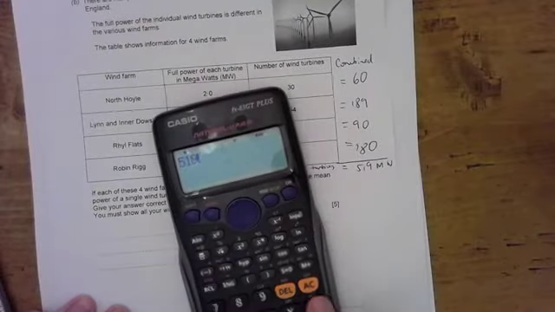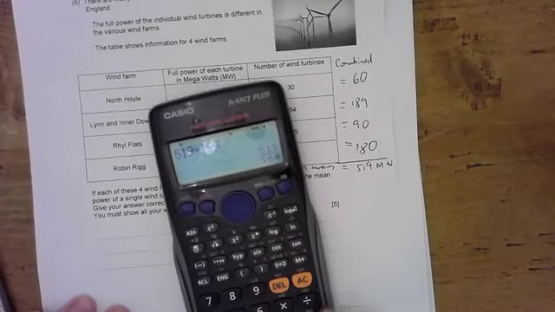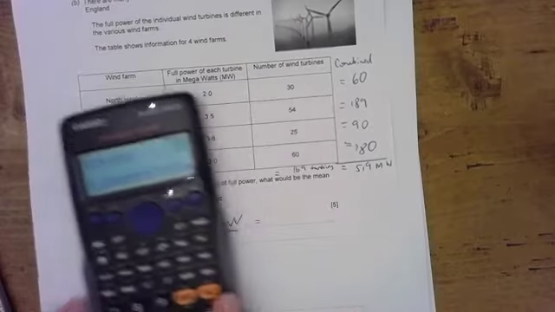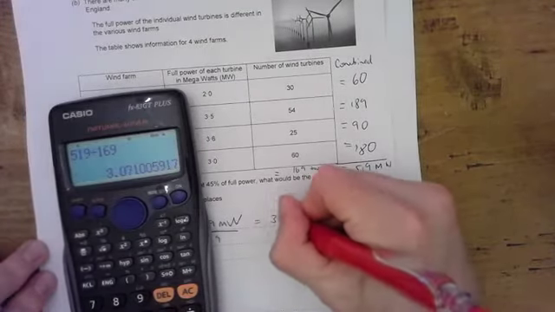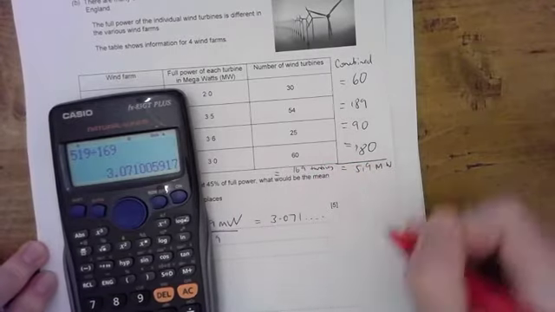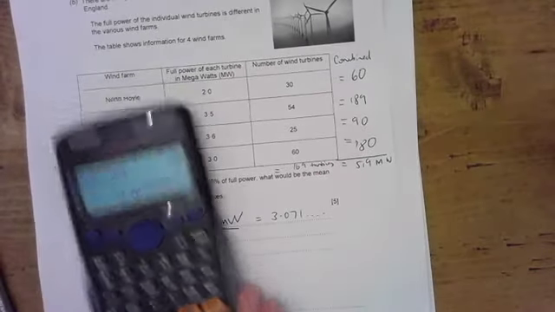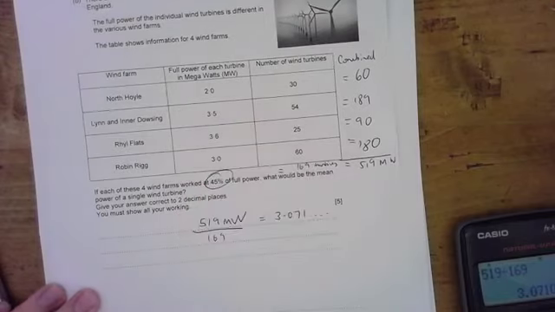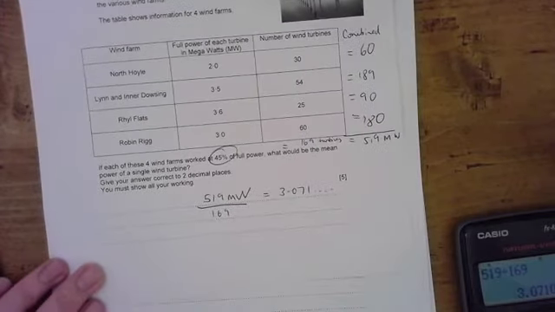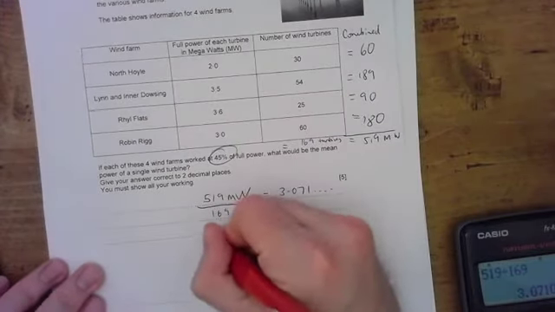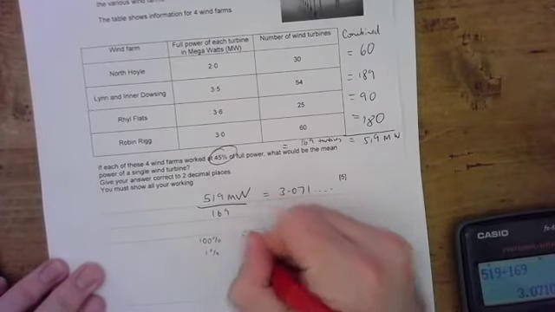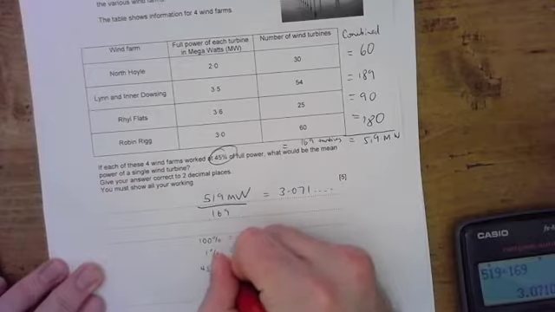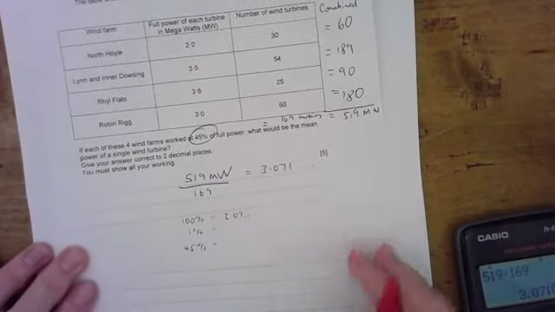So 519 divided by 169 comes to 3. Now I don't like that point again, so I just press SD to make it more manageable. 3.071 blah blah blah, but I don't round that because I'm not finished. Now it said 45%, so I could do the same sort of trick that I just did. I could say 100% is equal to the 3.07 blah blah blah, 1% by dividing by 100, and then 45% is equal to blah blah blah, and work it out that way.